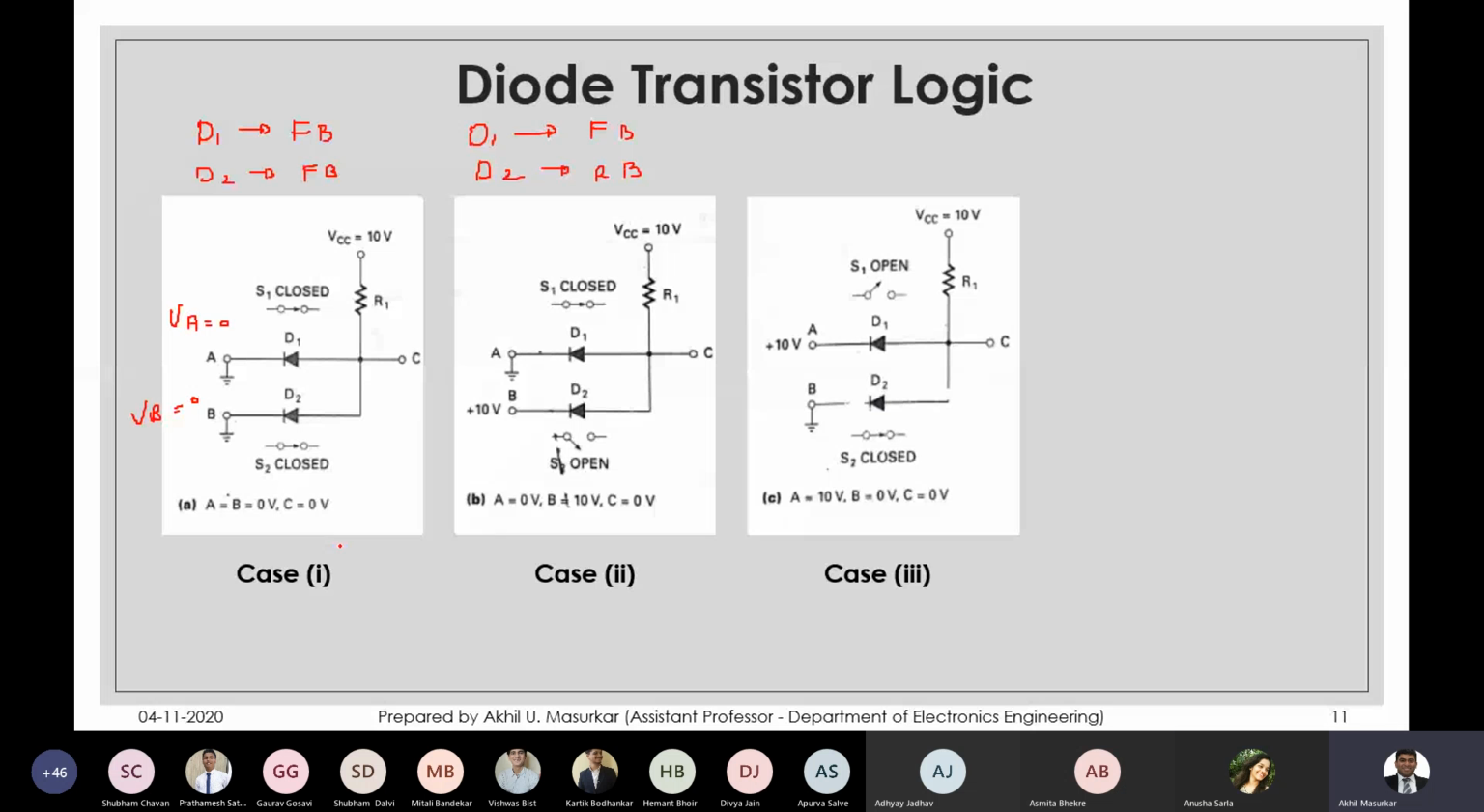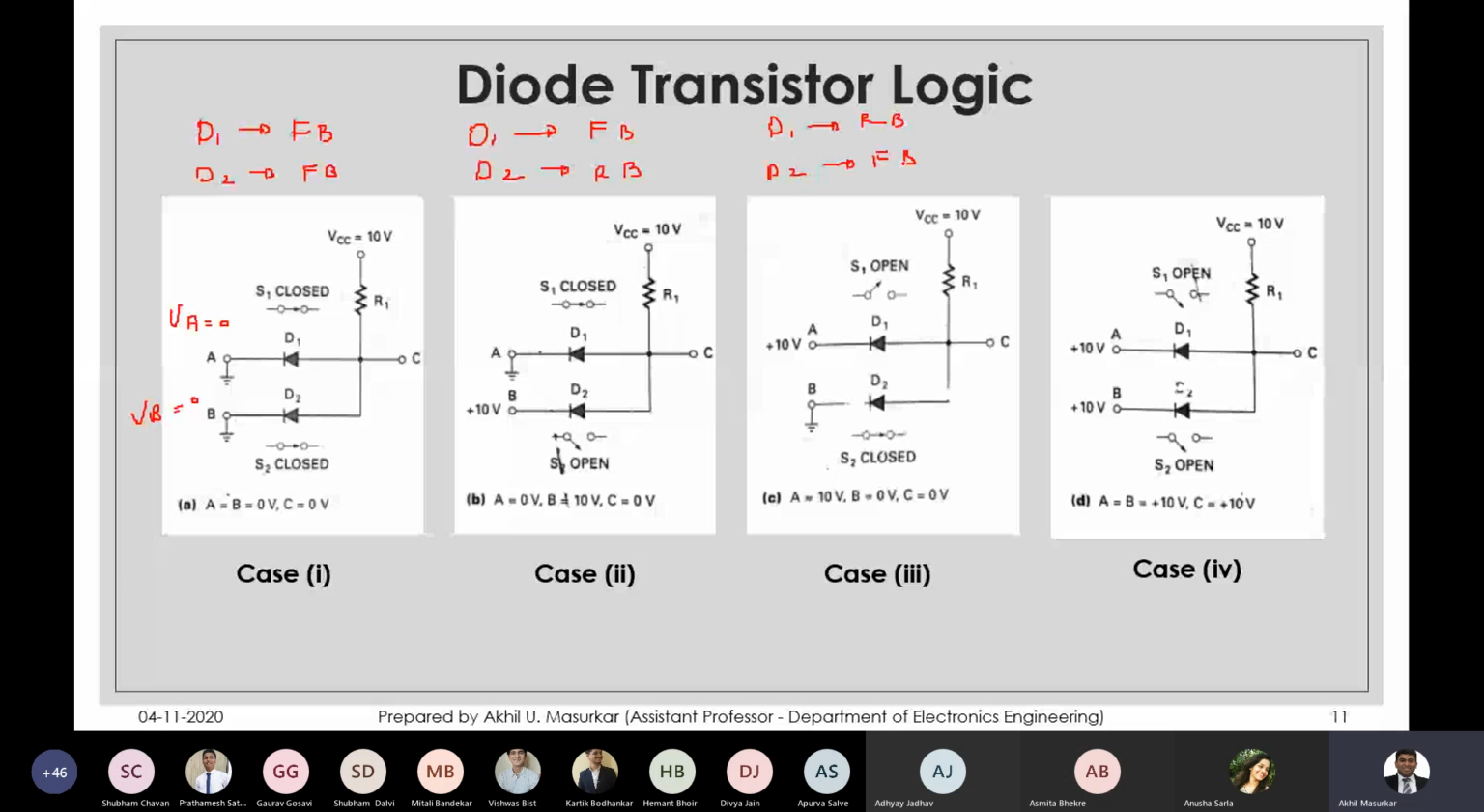Okay. So the next case is case 3, that is D1 is going to be reverse biased and D2 is going to be forward biased. And in the last case, you can see that when you give high voltages on both the terminals, D1 and D2 are going to be reverse bias. So I want you to put these 4 cases in your notebook.